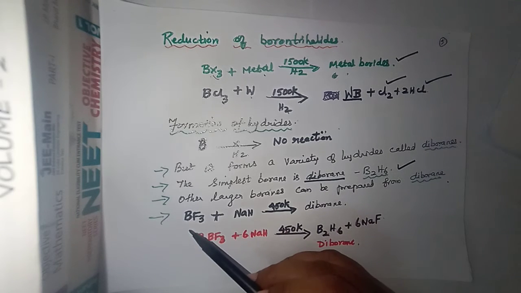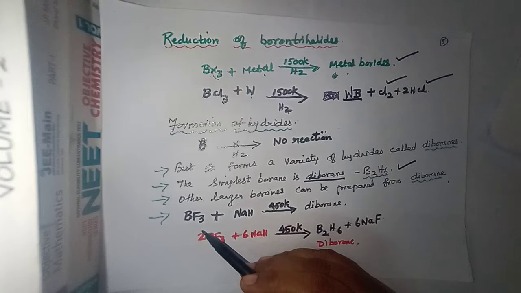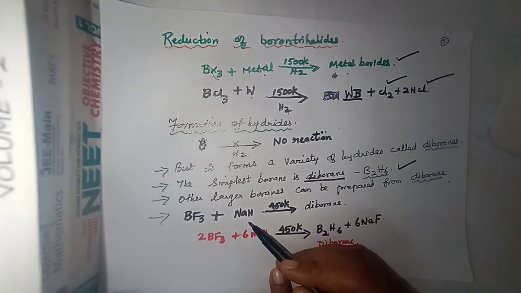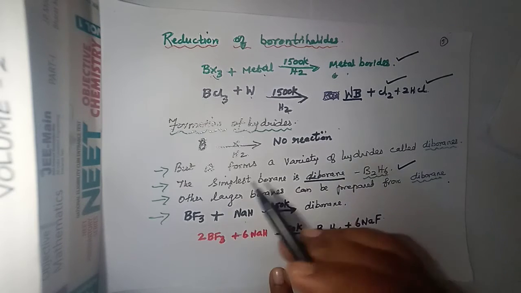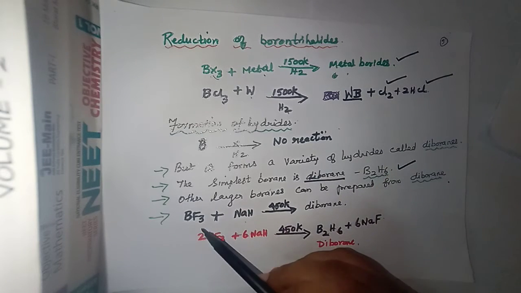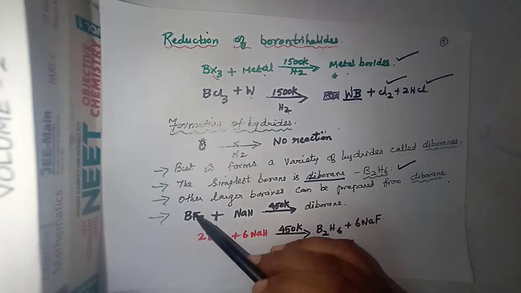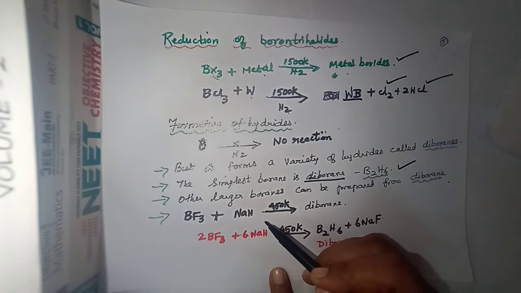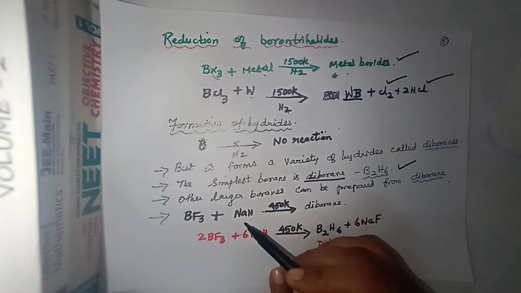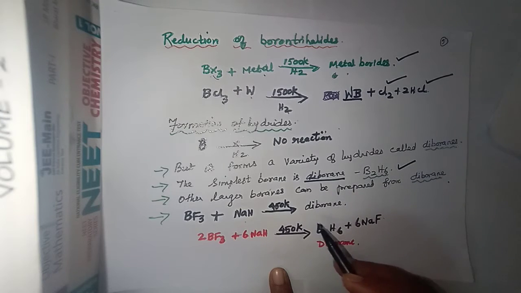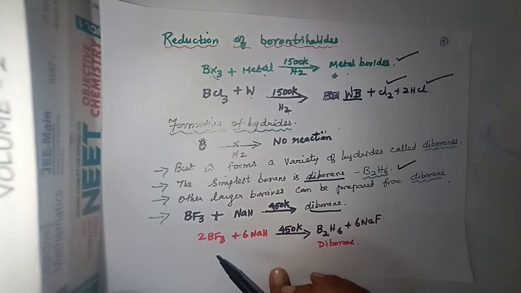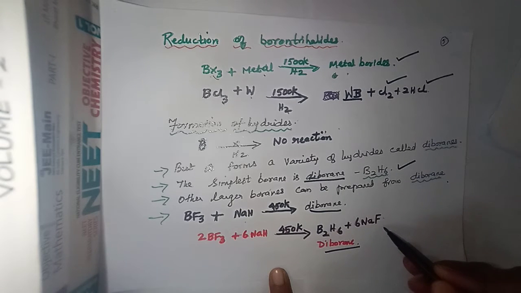The other larger boranes can be prepared from diborane. For example, take boron trifluoride reacting with sodium hydride. This one is sodium hydride. It forms diborane. See the equation: BF3 reacts with sodium hydride, it gives diborane and sodium fluoride.